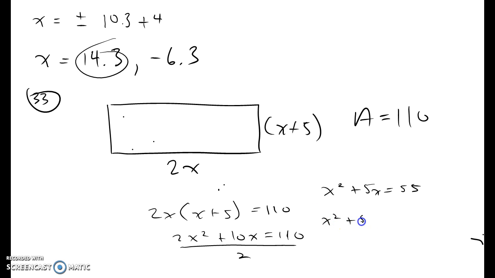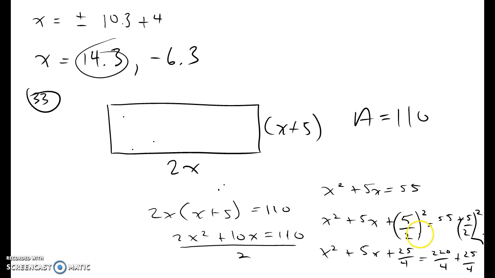x squared plus 5x, we're going to divide 5 by 2, and then we're going to square it: 5/2 squared. What I did was complete the square on both sides by adding half of 5 and squaring it to get 25/4. This 55, I'll write as 220 over 4 to get a common denominator so we can combine these two fractions together and hopefully simplify from there. 220/4 plus 25/4 is 245/4.